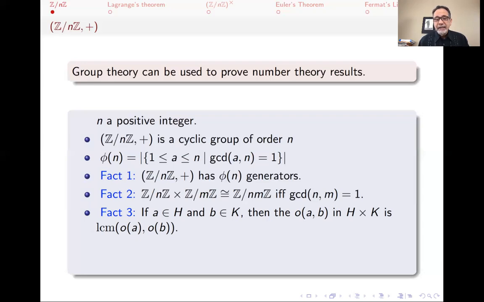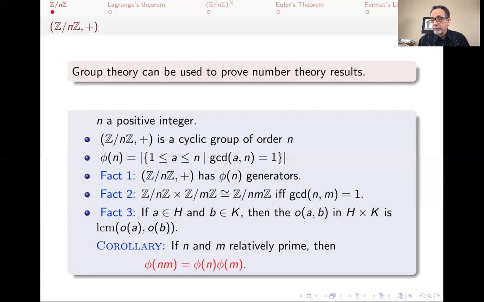And why is the order of (a, b) the least common multiple of the order of a and the order of b? Well, because when you take (a, b) and keep multiplying it by itself, when will you get the identity in both coordinates? Every order-of-a powers, you get the identity in the first one. Every order-of-b powers, you get the identity in the second coordinate. And the first time you get the identity in both coordinates is the least common multiple of the order of a and the order of b. The facts that I said are all elementary group theory facts that we have seen before.